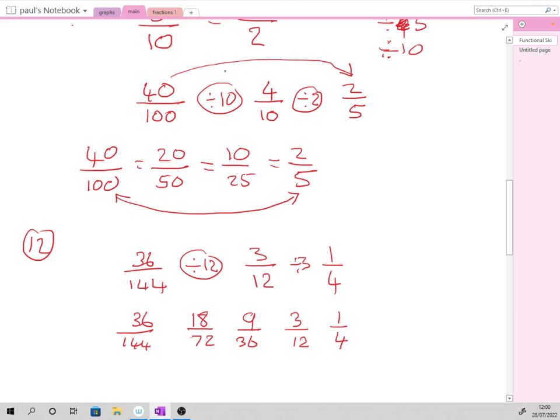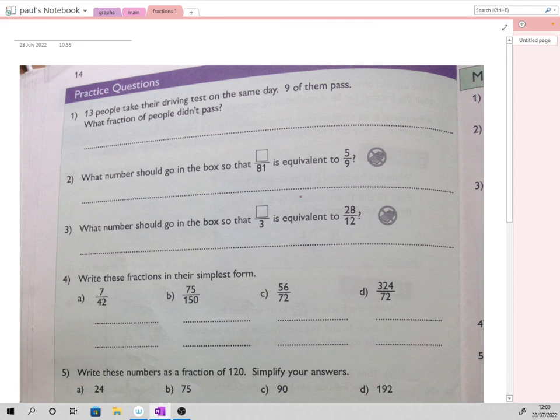So let's have a look at some of these questions that we might get. And now, of course, it's not just straightforward simplifying them. Sometimes there's equivalence and writing and all sorts of things. So remember, you can pause this, have a go, and then see whether you get the same as me.